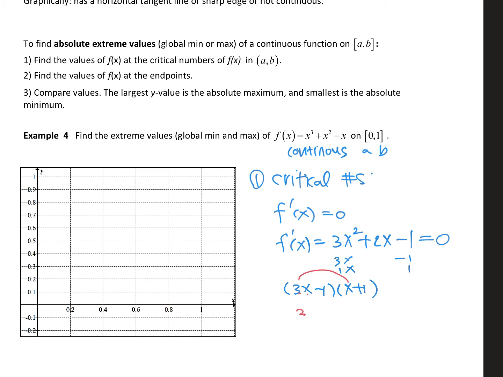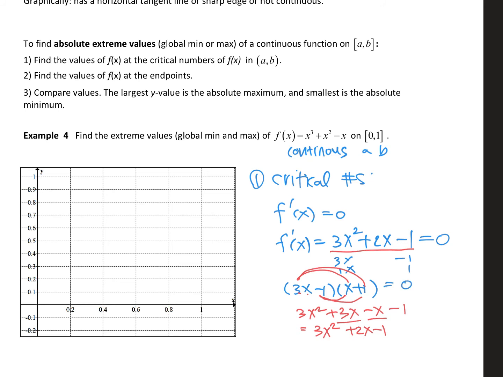3x times x is 3x squared. 3x times 1 is 3x. Negative 1 times x is negative x. Negative 1 times 1 is negative 1. So that's 3x squared plus 3x minus x, which is plus 2x, minus 1. That's what I started with. So I know this is the correct factoring.